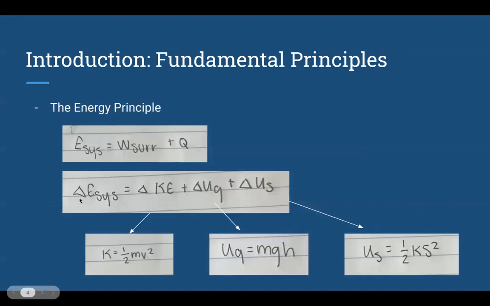Then the change in energy of the system in this particular example is equal to the change in kinetic energy, formulas over here, plus the change in gravitational potential energy, formulas right here, and then plus the change in potential energy of the spring, which the formula is right here.